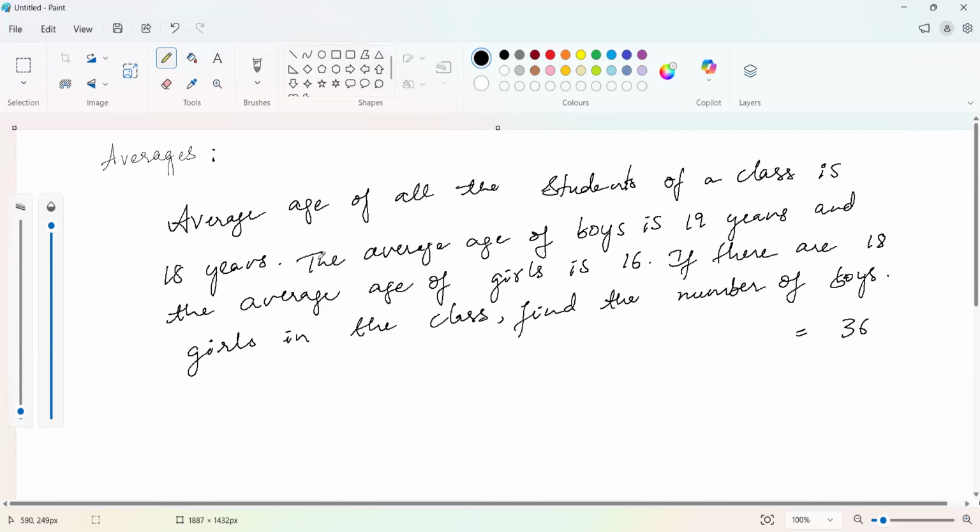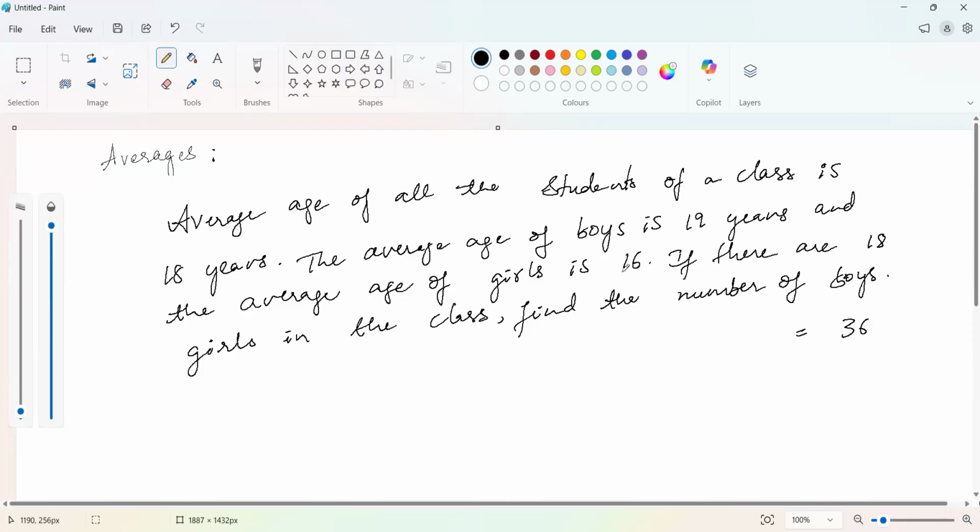Okay, you do not know how many students there are. The number of boys is not given, the number of girls is given. Okay, 18 girls are there. The average age of girls is 16. So you can multiply these two and get the value. But for boys, 19 into what is not given.